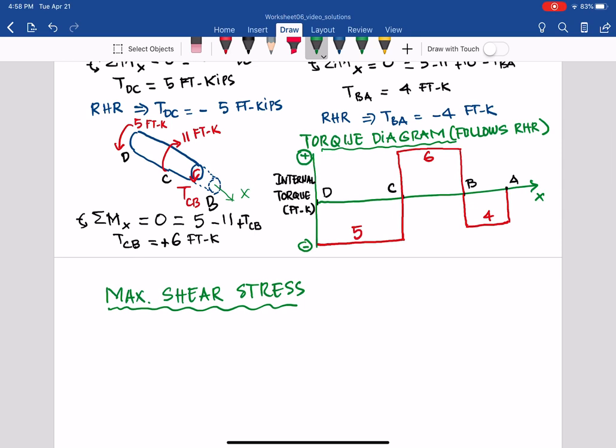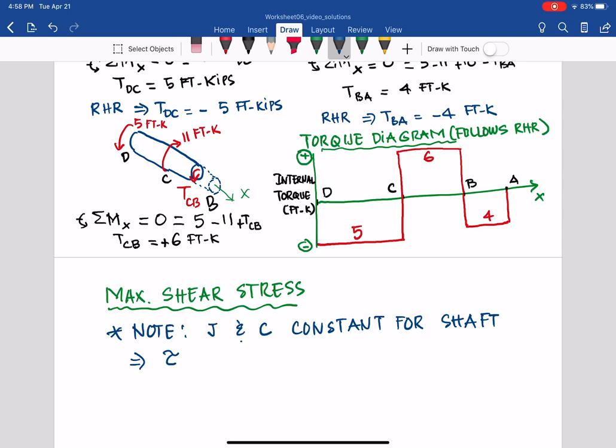And note that this is the same cross section, so let me make a note here. Note J, the polar moment of inertia, and c, the radius of the shaft, are constant for the shaft or the member. Then what do we have? We have the maximum shear stress, tau max, at the maximum internal torque. And why is that?